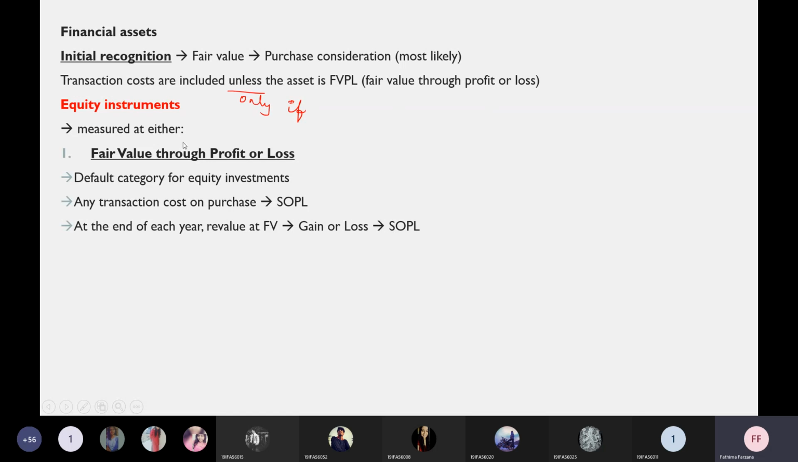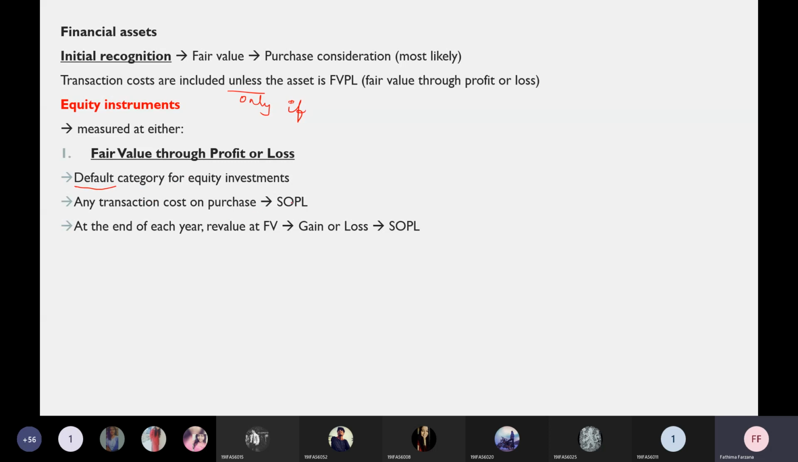So equity instruments are measured in two ways. One is FVPL or FVOCI, that is other comprehensive income. Why other comprehensive income and all are coming here? Because we have to revalue, and any profit or loss we have to take, no? That's the reason. So under fair value method, how will we go? This is the default category of any equity investment. That is, when you're investing in another company in the form of equity, the default category is FVPL. Keep this in mind. This is the default category.